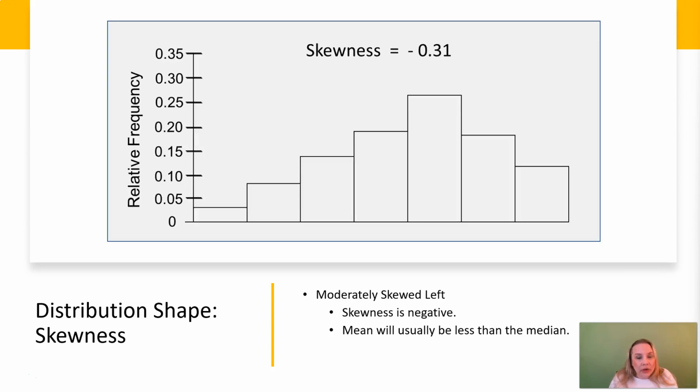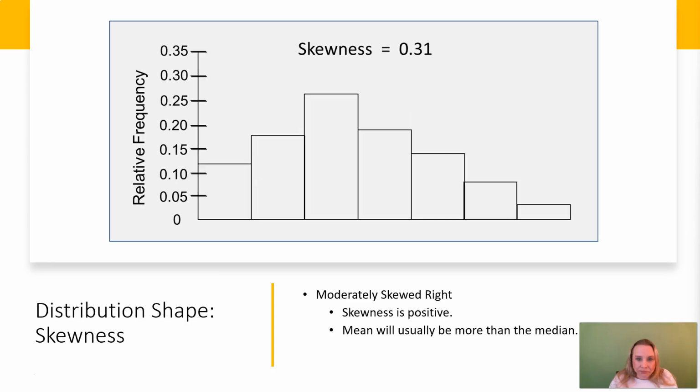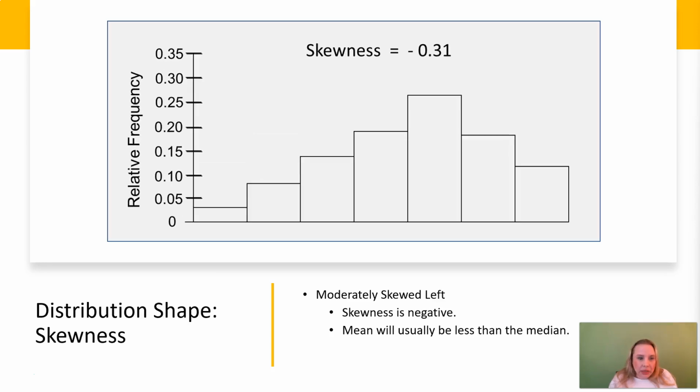Here we have a distribution moderately skewed to the left. You notice that the left-hand side of this graph has what we call a longer tail. We have a negative skew value of 0.31. And so usually in this case, the mean is going to be less than our median.